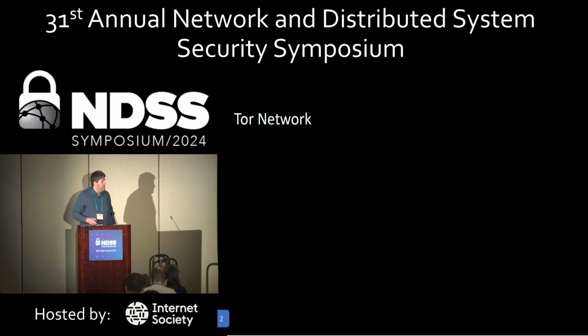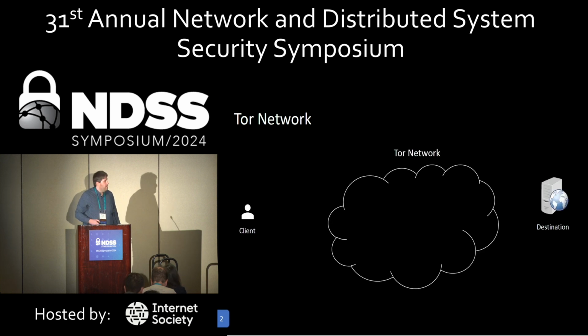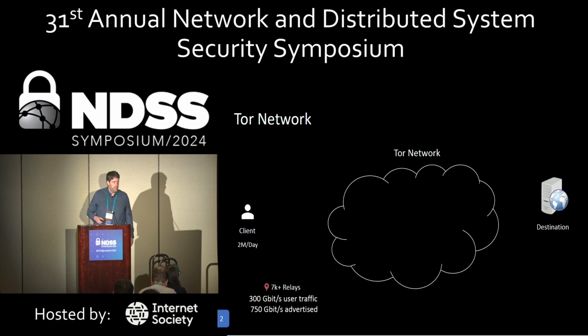So let's recap. What is the Tor network? As discussed by the previous speaker, it's an anonymization network that allows a client to communicate anonymously with a destination. Now some numbers for this network. It consists of 7,000 voluntarily run relays. It has 300 gigabit per second of user traffic and is advertised as potentially 750 gigabit per second throughput throughout the whole network. Daily, around 2 million clients connect through the Tor network.